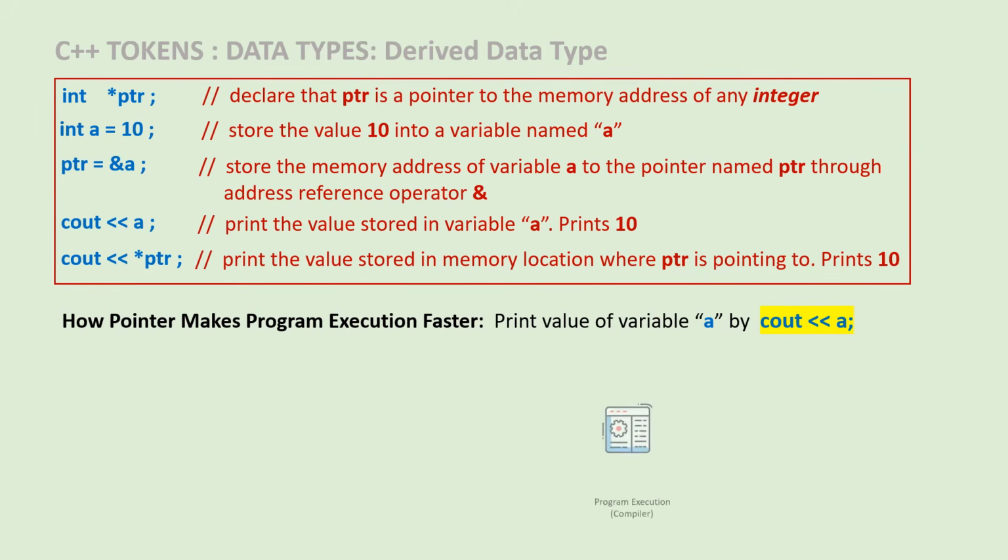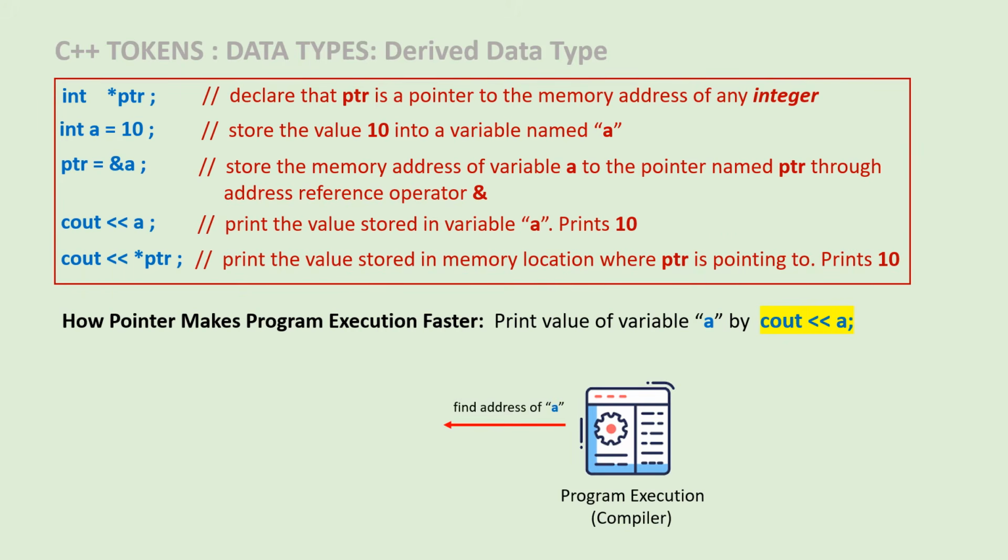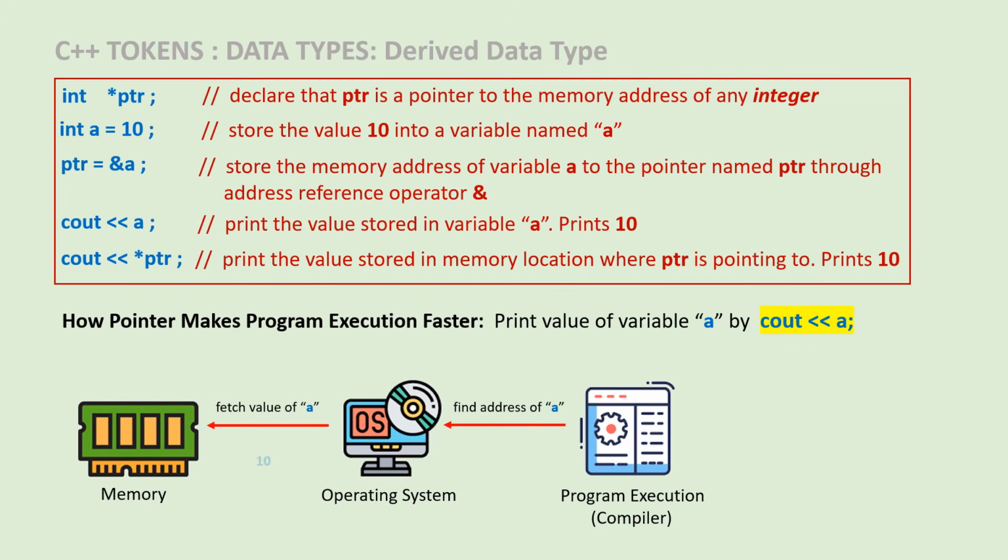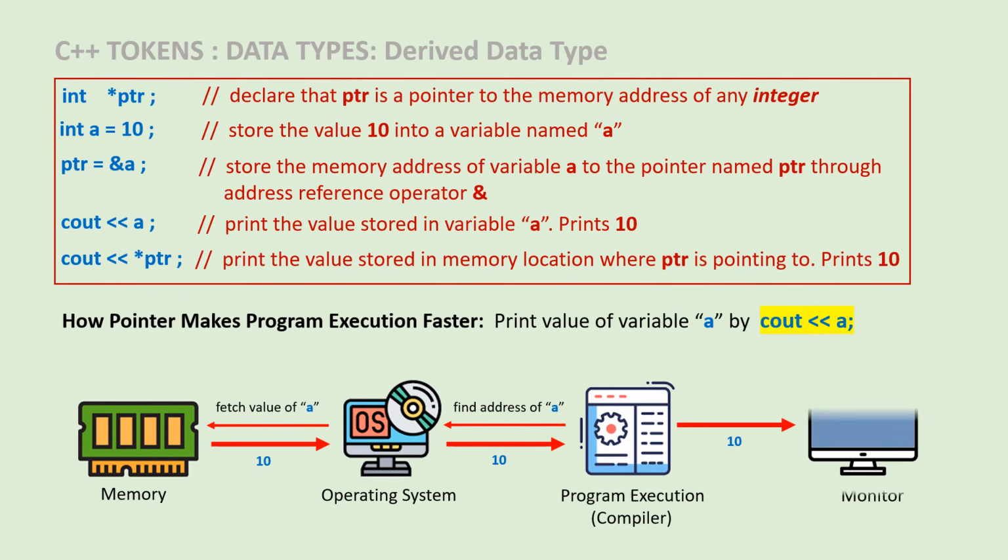Let's first see how the display command, cout a, works. When the command cout a is executed by the program compiler, the compiler usually requests the operating system to find the address of variable a. It then fetches the value from that memory address back to the compiler, which is then printed onto the computer screen or the monitor.